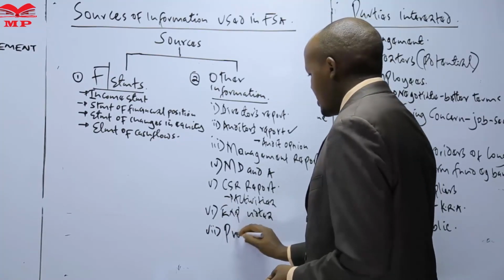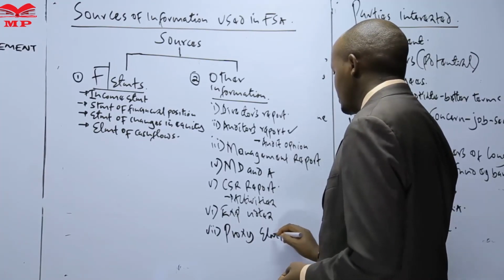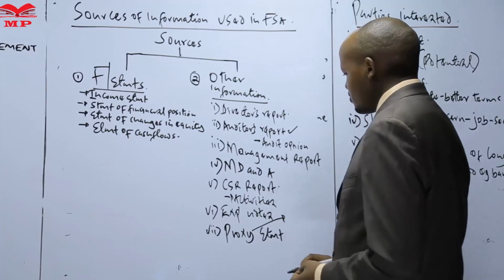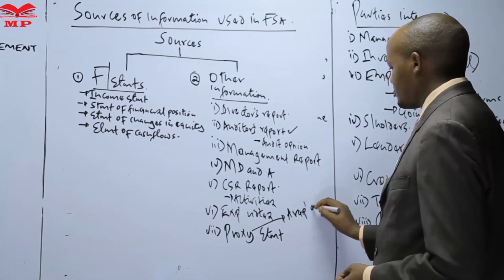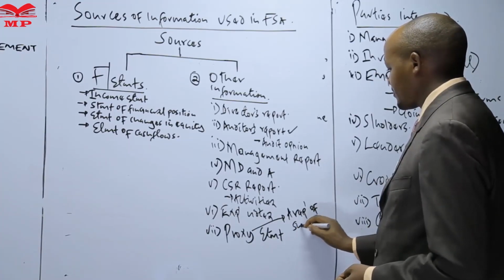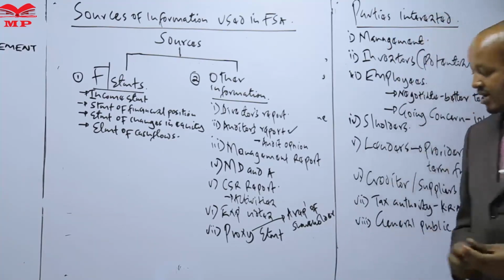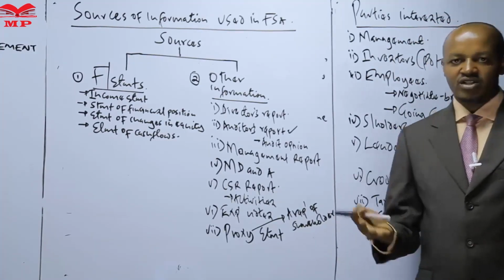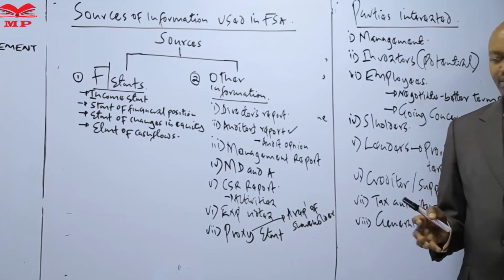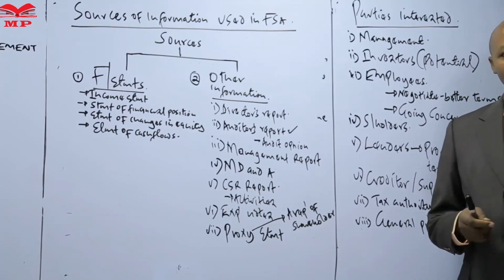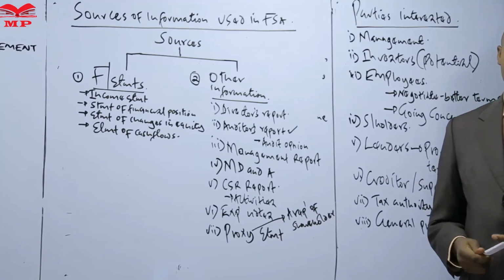Now the other source of information is something known as a proxy statement. First of all, when we talk about a proxy, we say that this is a representative of a shareholder in the company's general meeting, meaning that if you are a shareholder or member of a company and you will not be able to attend the meeting of the company, you have a right as a member to appoint another person to represent you in that particular meeting.